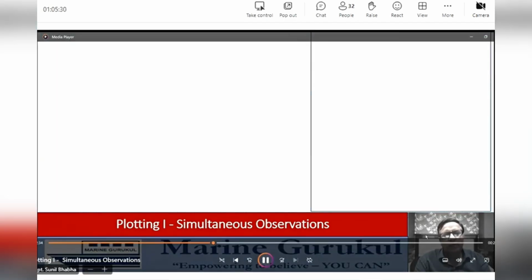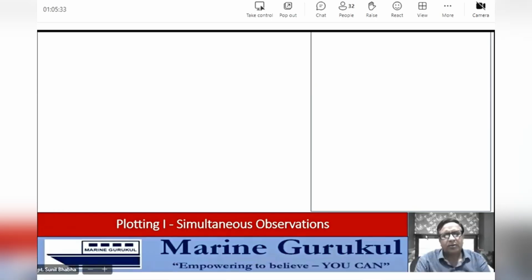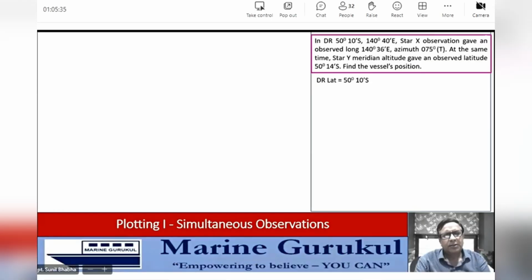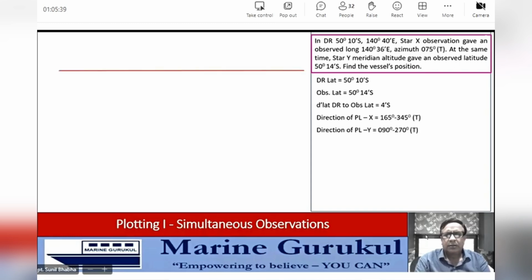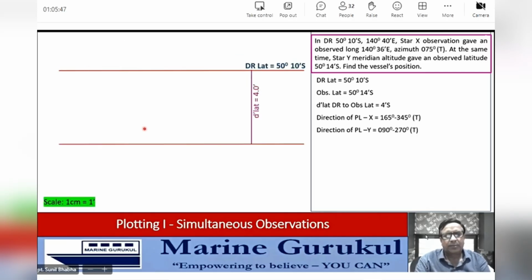I'll also take you quickly through the same plot if it was done without a graph paper. It's the same plot, same steps. I don't think they need any further explanation because it's a repeat. But the only thing is now the plot is being done on a plain sheet.